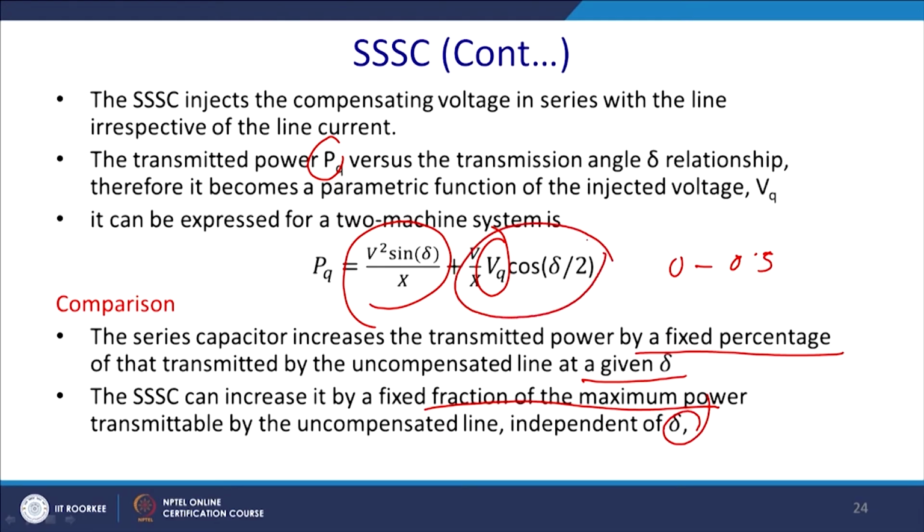We shall continue with the TCSC discussion in our next class, and then we shall discuss its characteristics over the GCSC, and thank you for your attention.